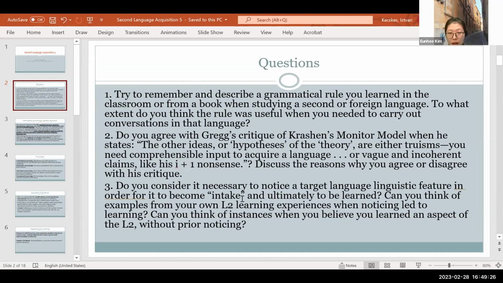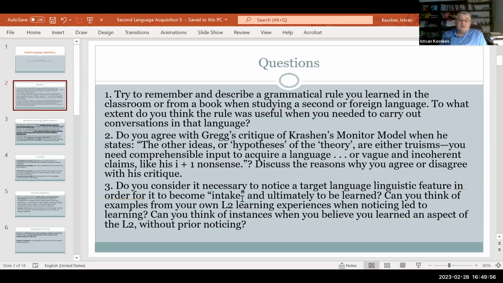It doesn't have to be a theory or a hypothesis. Anybody could agree that you need enough input to acquire language. It's a truism, but it's not fully true, because we know very well that it's not input, but intake. Input is just the beginning of the whole thing. Of course you need input, because without that, nothing happens. So Greg is right.